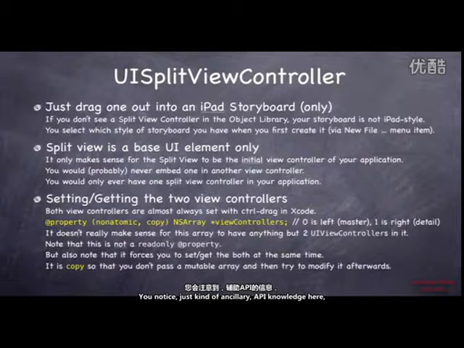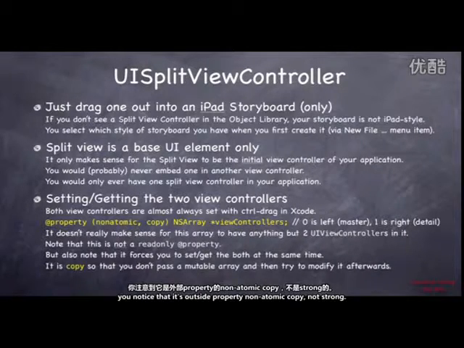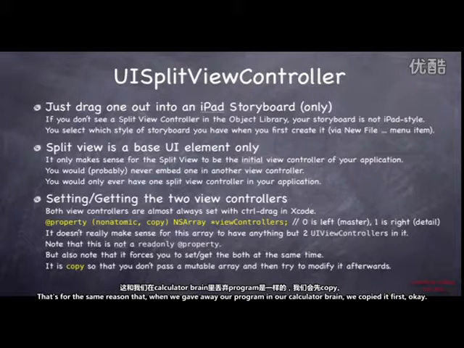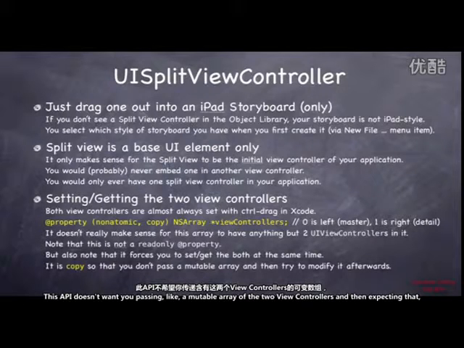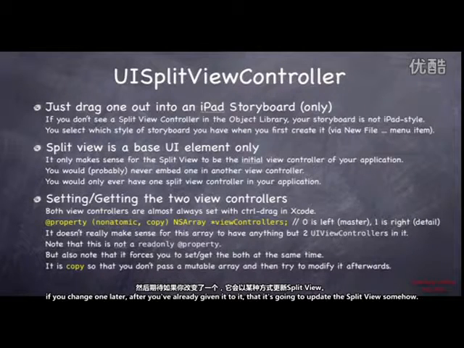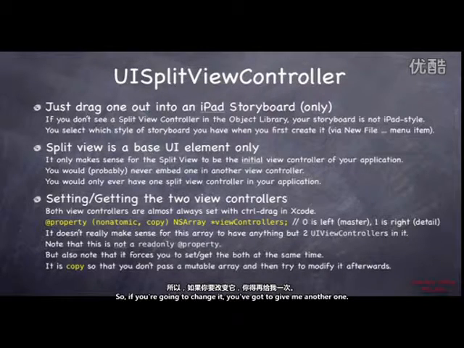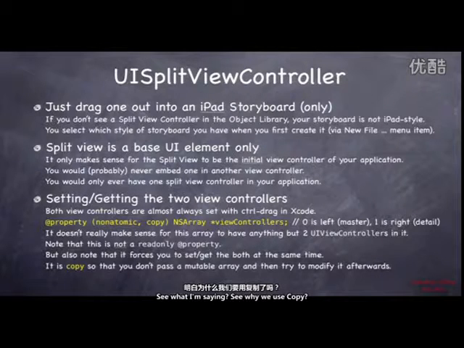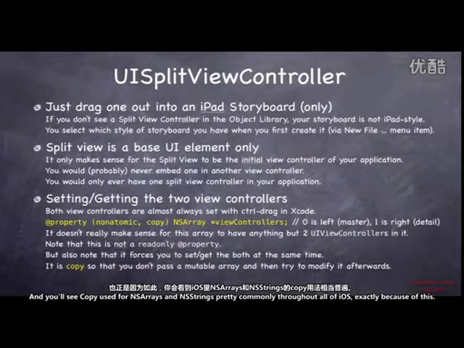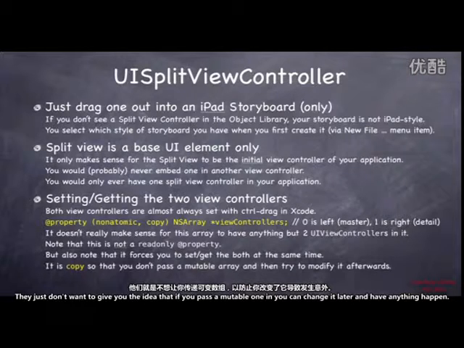You notice just kind of ancillary API knowledge here. You notice that it's outside property non-atomic copy, not strong. Okay, why is that copy? That's for the same reason that when we gave away our program in our calculator brain, we copied it first. This API doesn't want you passing a mutable array of the two view controllers and then expecting that if you change one later, after you've already given it, it's going to update this split view somehow. So what it's saying here is, I'm going to copy what you give me, and that's what I'm going to use. So if you want to change it, you got to give me another one. You see what I'm saying? You see why we use copy? And you'll see copy used for NS arrays and NS strings pretty commonly throughout all of iOS, exactly because of this. They just don't want to give you the idea that if you pass a mutable one in, you can change it later and have anything happen.